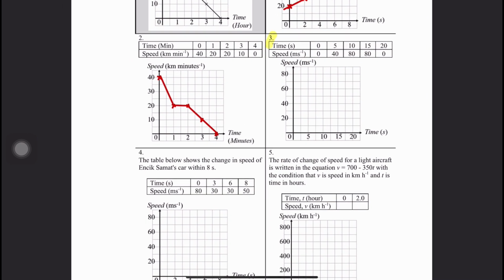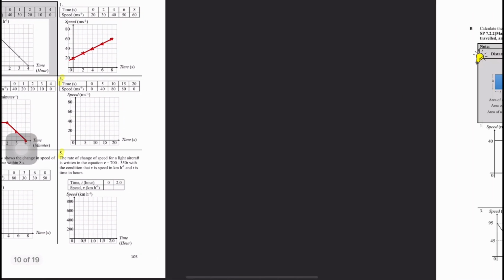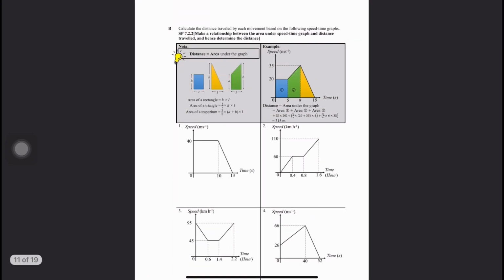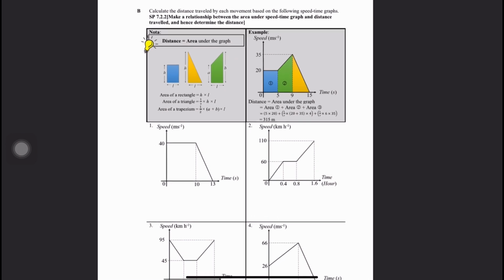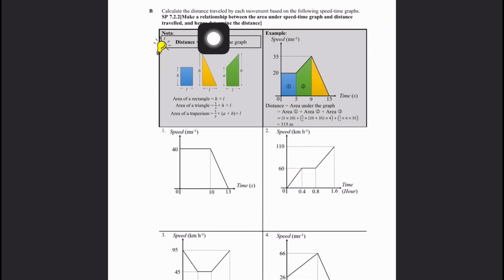Number 3, number 4 and number 5. It's simple, not difficult. Let's move to the next part. So 7.2.2: make a relationship between the area under the speed time graph and distance travelled, and hence determine the distance.